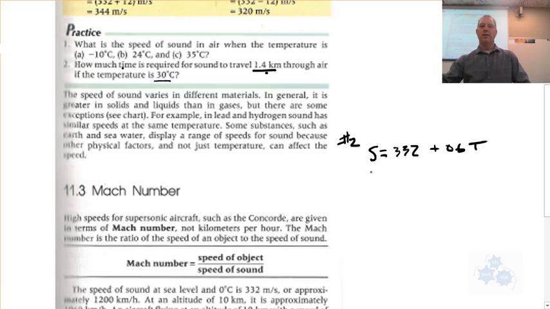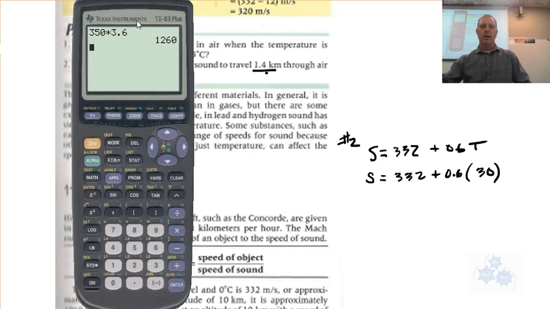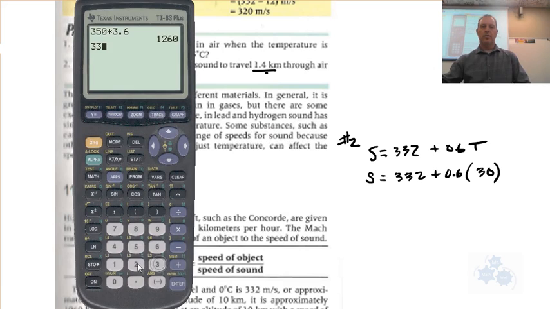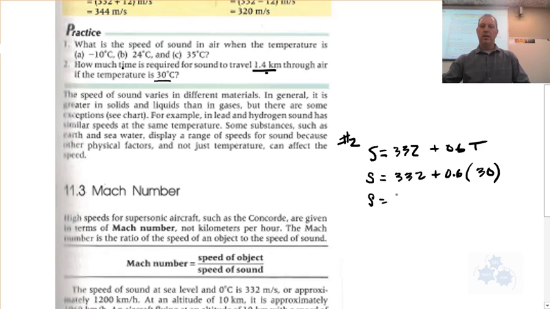So let's find speed. The speed of sound at this temperature looks like this. And the temperature is 30 degrees. We put 30 right there. And so on your calculator you go 332 plus 0.6 times the temperature, which is 30. And that should be 350. Okay? So the speed is 350 what? Meters per second. Okay, so we're getting close.